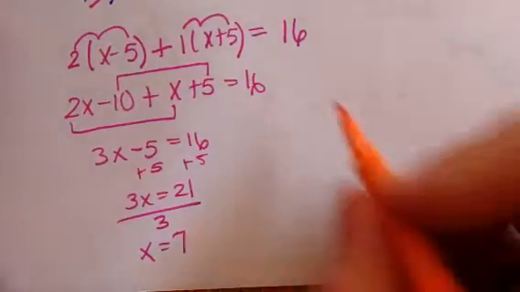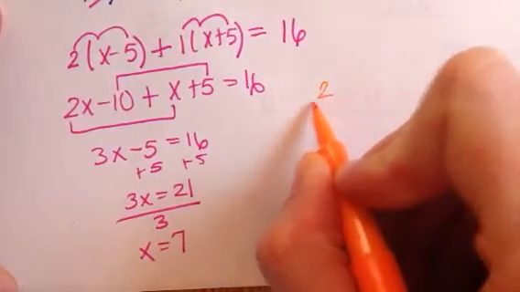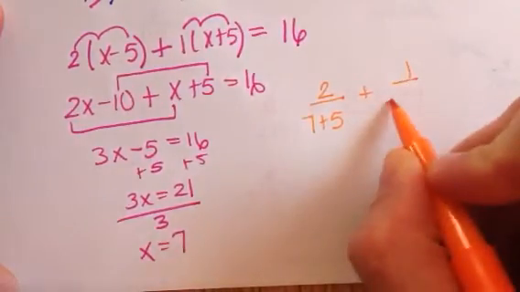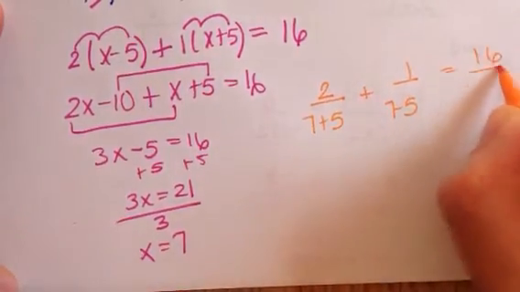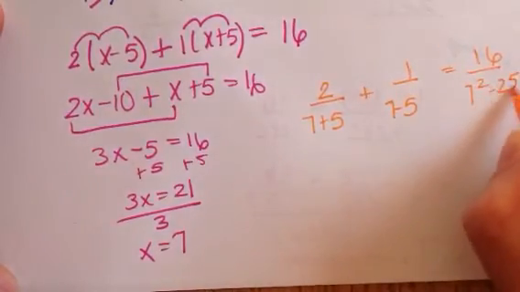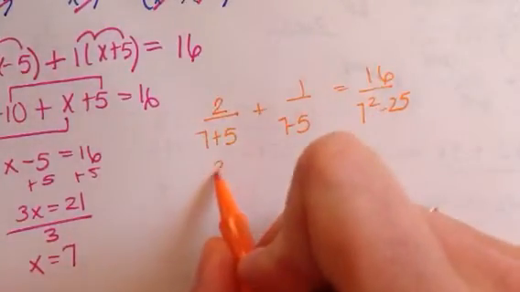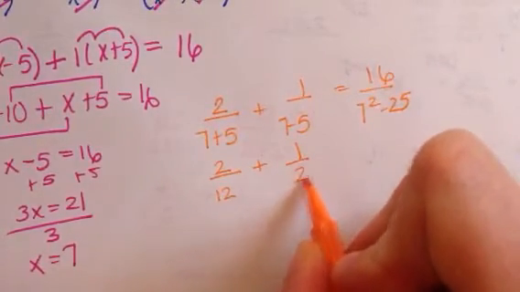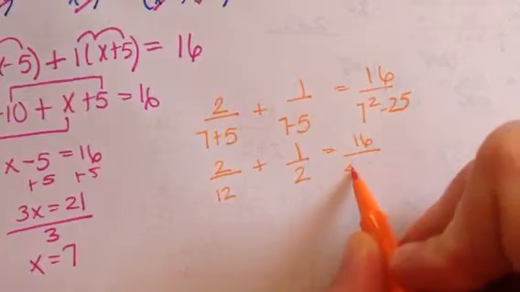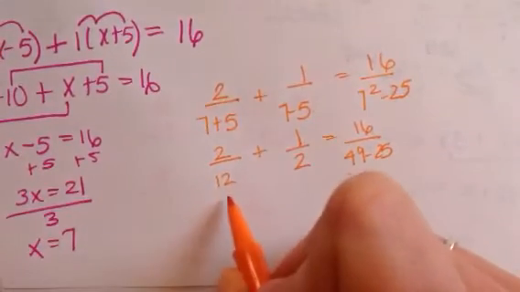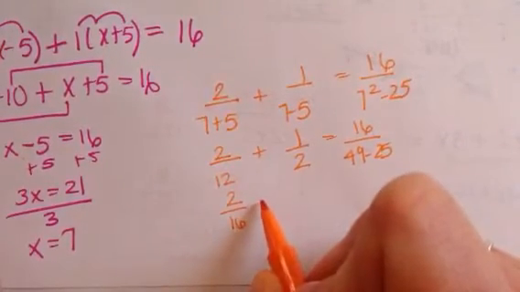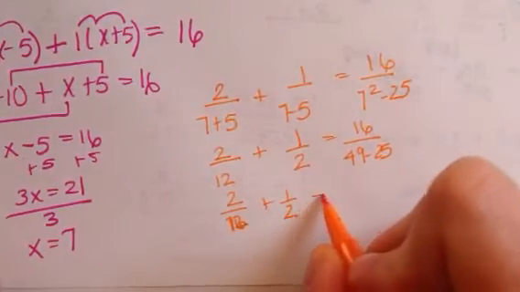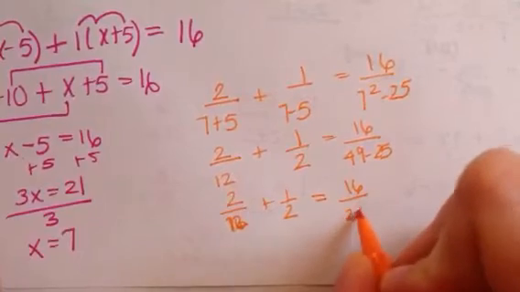So if we check this in the original, we'll have 2 over 7 plus 5, plus 1 over 7 minus 5, equaling 16 over 7 squared minus 25. So 2 over 12 plus 1 over 2 equals 16 over 49 minus 25. So 2 over 12, plus 1 over 2 would equal 16 over 24.